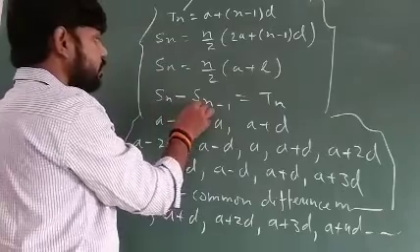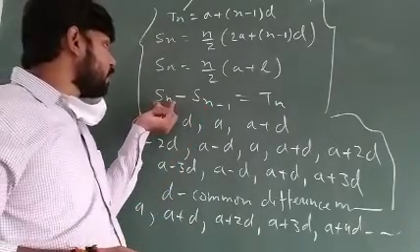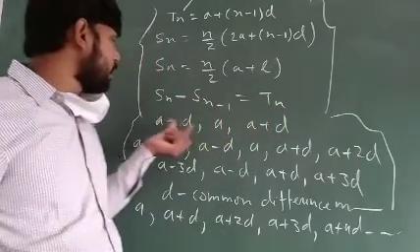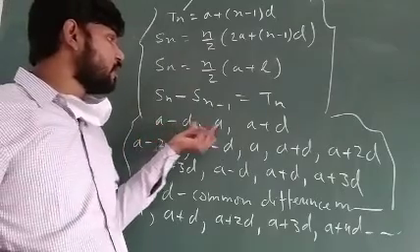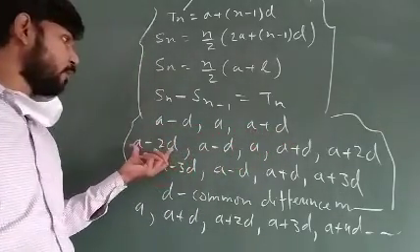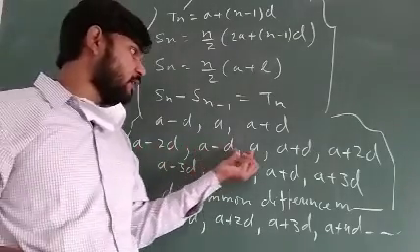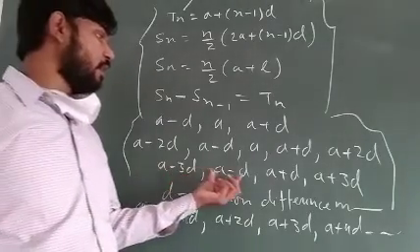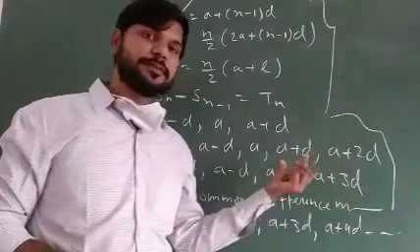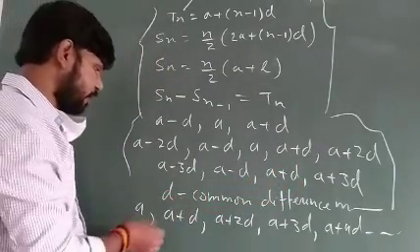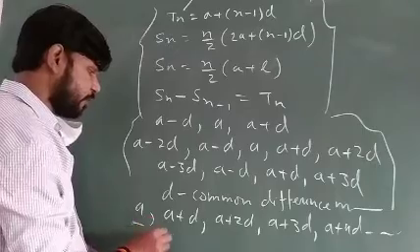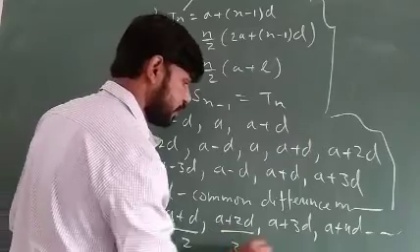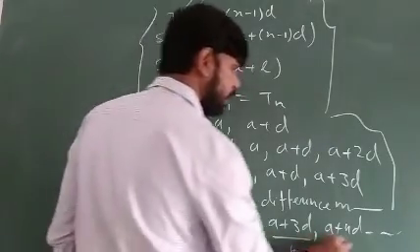Sn minus Sn minus 1 means, suppose you have the sum of 5 terms, then subtracting the sum of 5 terms minus the sum of 4 terms, you will get the Tn term. And similarly, if you have to assume three numbers, then a minus d, a and a plus d. If you have to assume five numbers, then a minus 2d, a minus d, a, a plus d, a plus 2d. If you have to assume four numbers, then a minus 3d, a minus d, a plus d, a plus 3d, where d is the common difference. And for the general sequence, we have a as the first term, a plus d as the second term, a plus 2d the third term, a plus 3d the fourth term, and a plus 4d the fifth term.